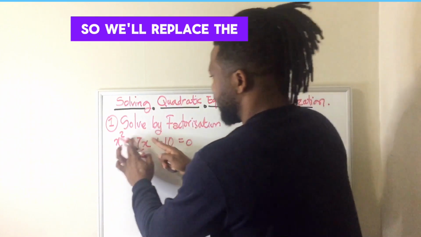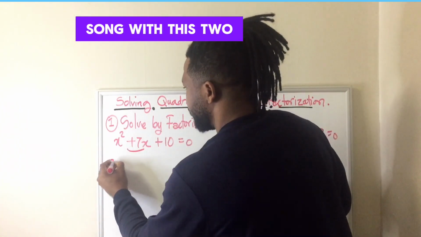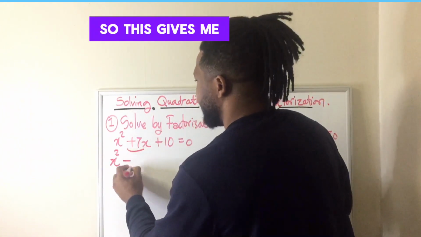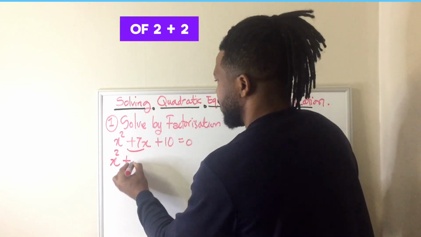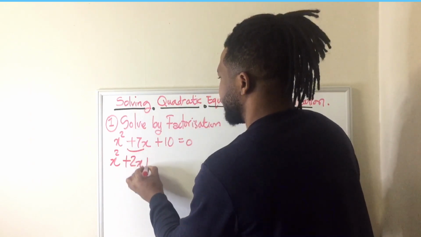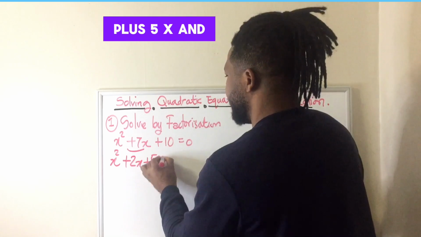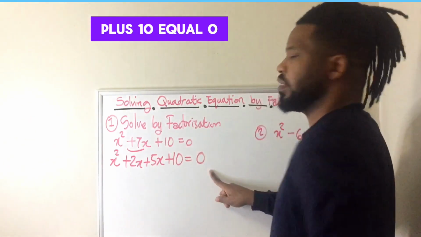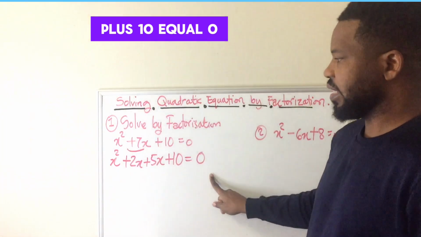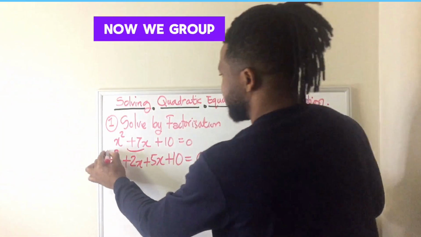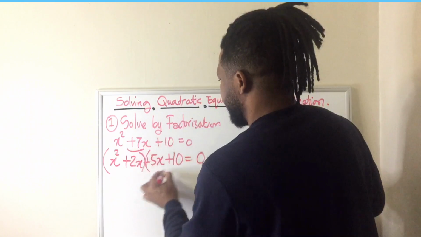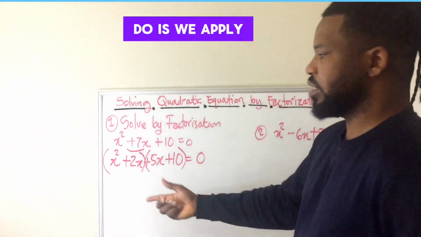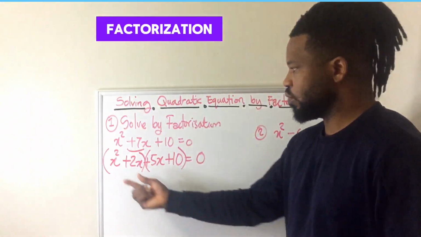So we'll replace the sum with these two components. So this gives me x to the power of 2 plus 2x plus 5x plus 10 equals 0. Okay, now we group. Having grouped, the next thing we do is we apply factorization.